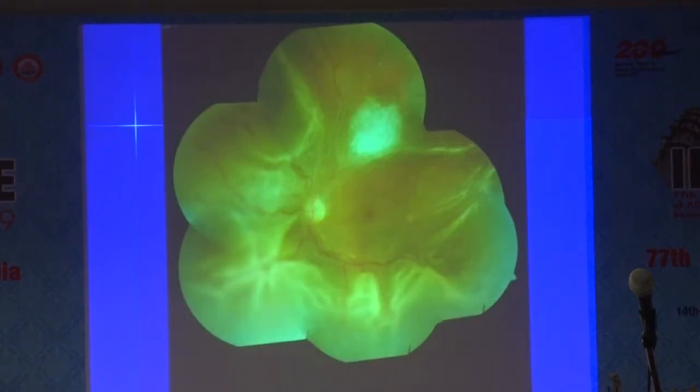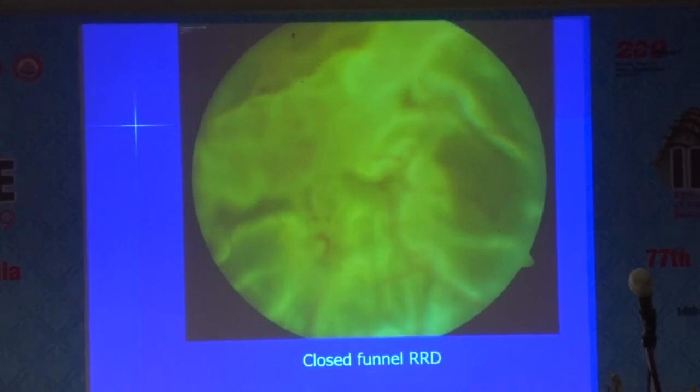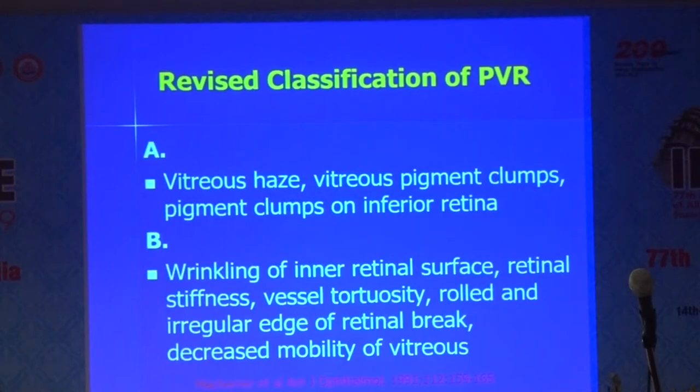Like this, one such example, I think this is Dr. Raman's patient, where you have these clear-cut folds. And sometimes you have a closed funnel like that. Totally, nothing is visible, even the disc is closed. And the revised classification was mainly required because the initial classification did not include anterior PVR.